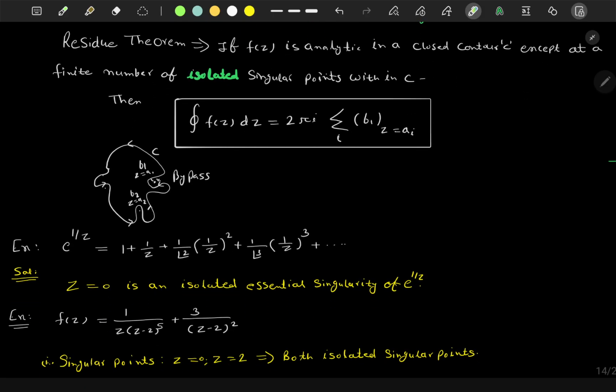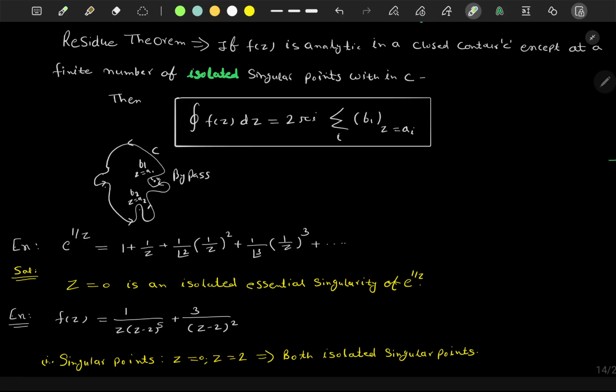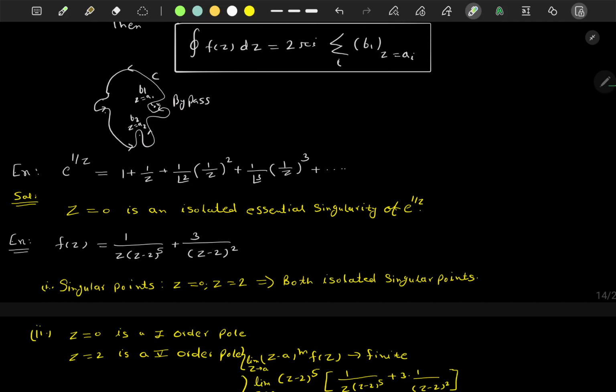So what we are doing is, suppose it's a closed contour C and these are the points a1 and a2 inside the closed contour. At these points the function is not analytic. So we will find the residues around these points, and when we sum these residues and multiply by 2 pi iota, we will get the integration of the complex function.